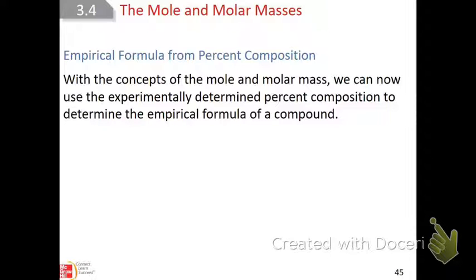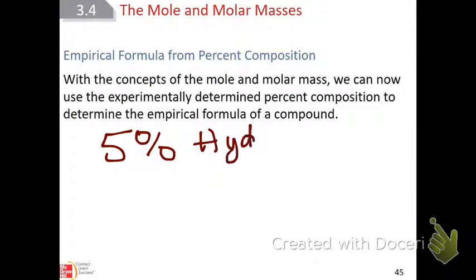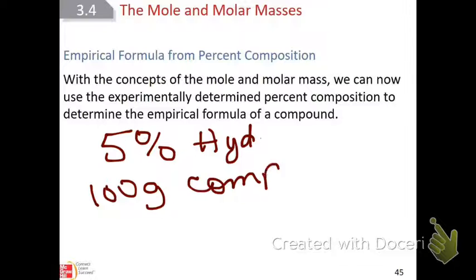Alright, now it's talking about empirical formula, and if you have percent composition, which we talked about in an earlier video, then you can also find empirical formula from that. Because remember what percent composition is. It says what percent by mass. So if you know that you have a compound that is, let's say, 5% hydrogen, then for every 100 grams of the compound, that equals 5 grams of hydrogen.